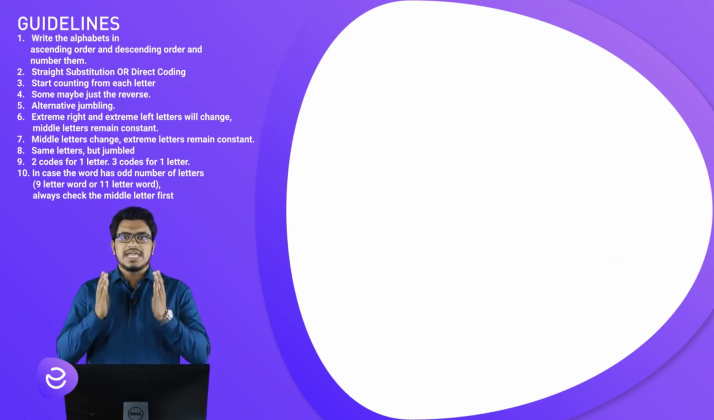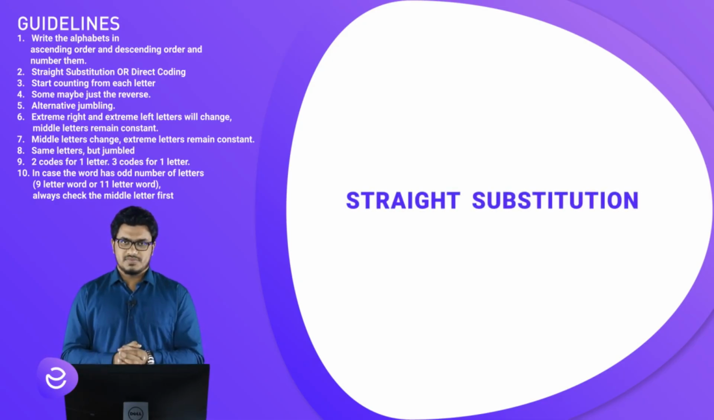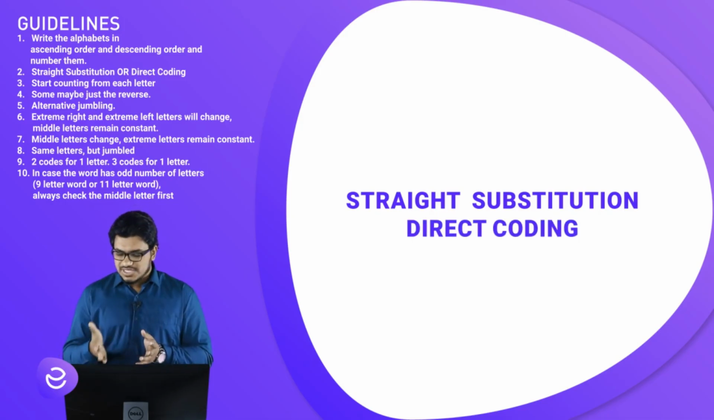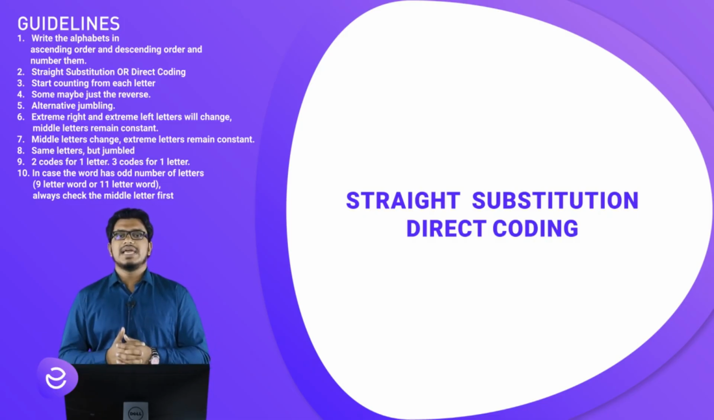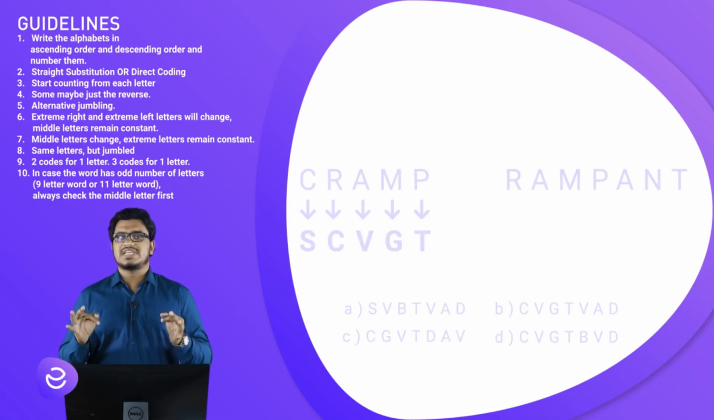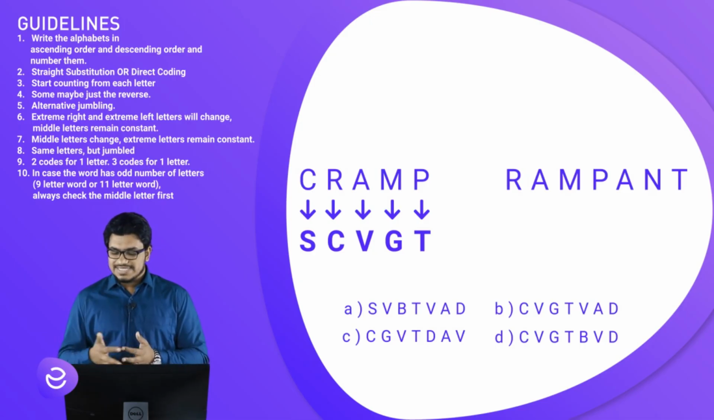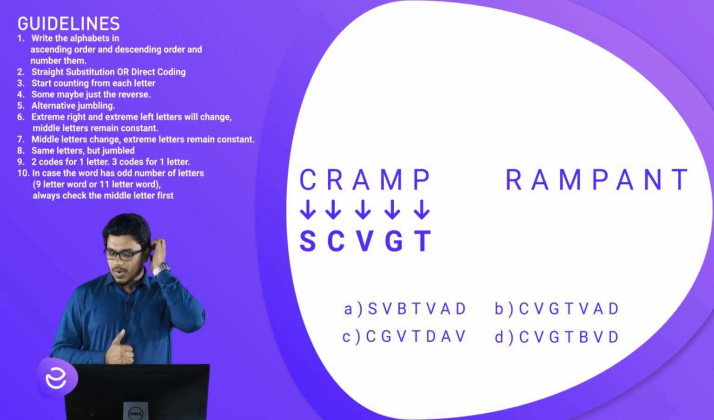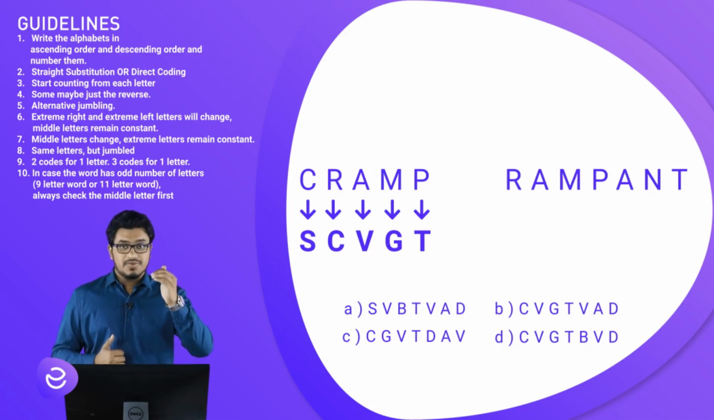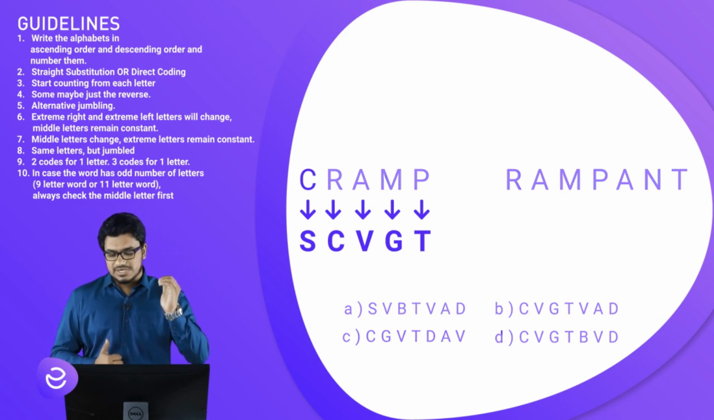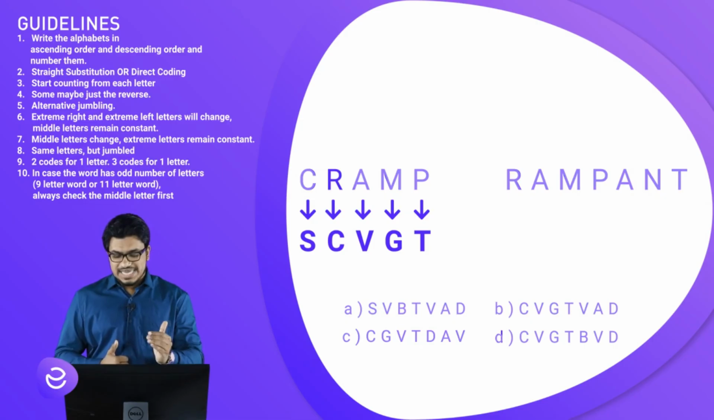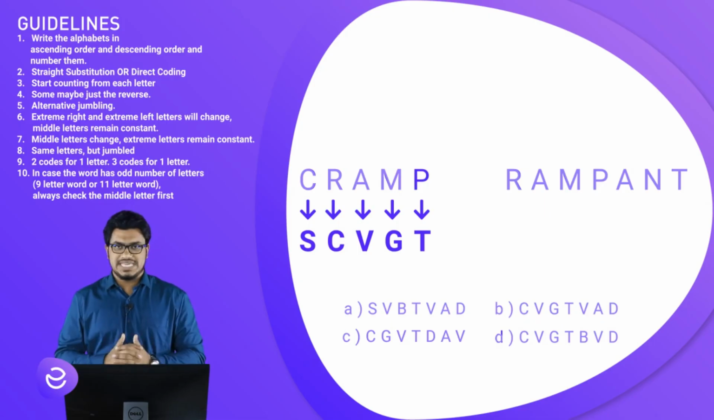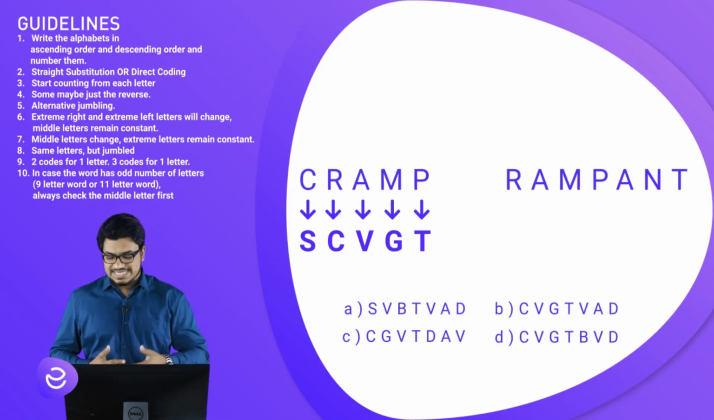The first one in coding is straight substitution. It is called straight substitution, or it can also be called direct coding. The question that we have given as an example is a perfect example of direct coding. You can see that CRAMP is coded as SCVGT. So what would RAMPANT be coded as? Here, C is coded as S, R is coded as C, A is coded as V, M is coded as G, and P is coded as T. That is how CRAMP gets coded as SCVGT.